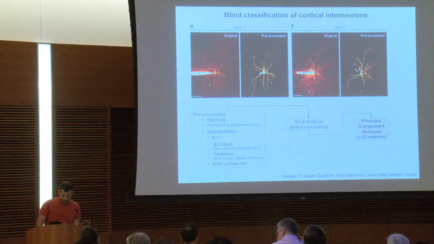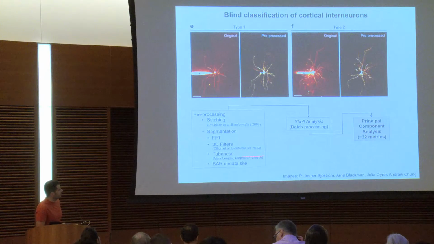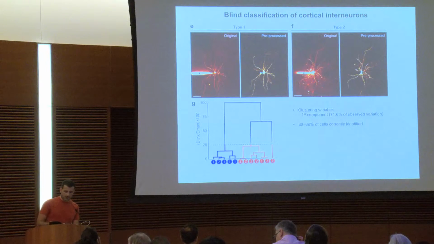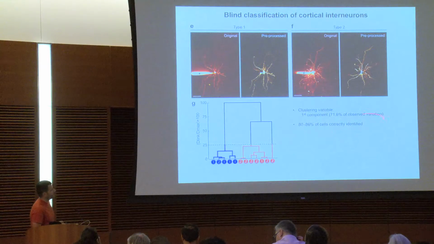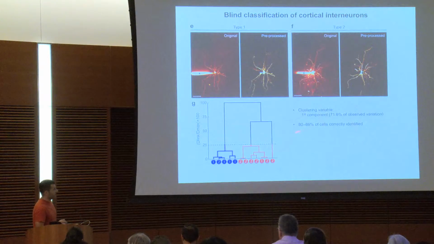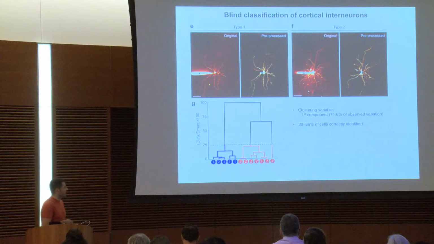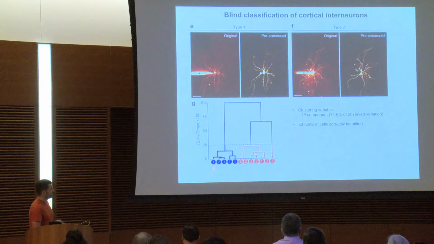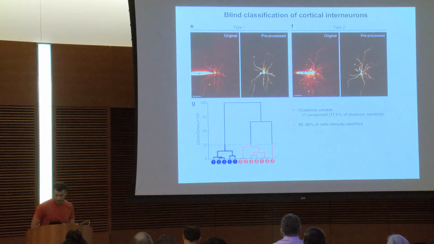And so in this case, we decided to take an unbiased approach. Again, this is the workflow. We batch process these images, and then we perform the principal component analysis on all the metrics that we obtained. In this case, we used the first component that pretty much had roughly 72% of all the variation and clustered the cells. And what we found is that we were actually able to correctly identify between 80 to 90% of the times the identity of the cells, with just one misassignment in each group.